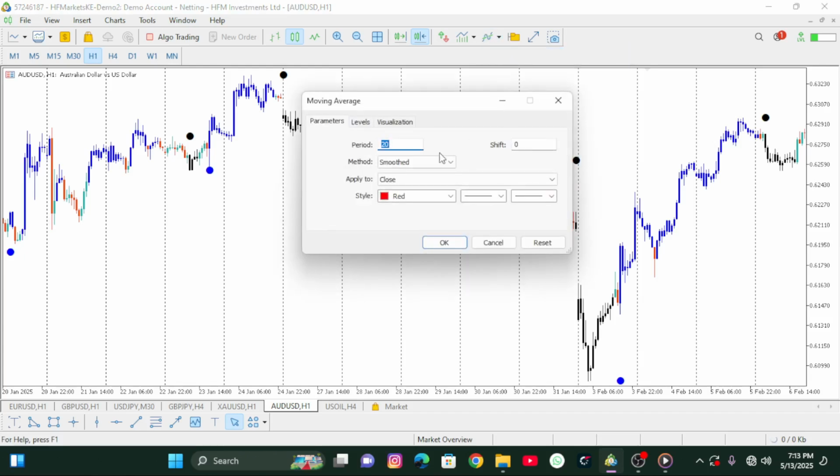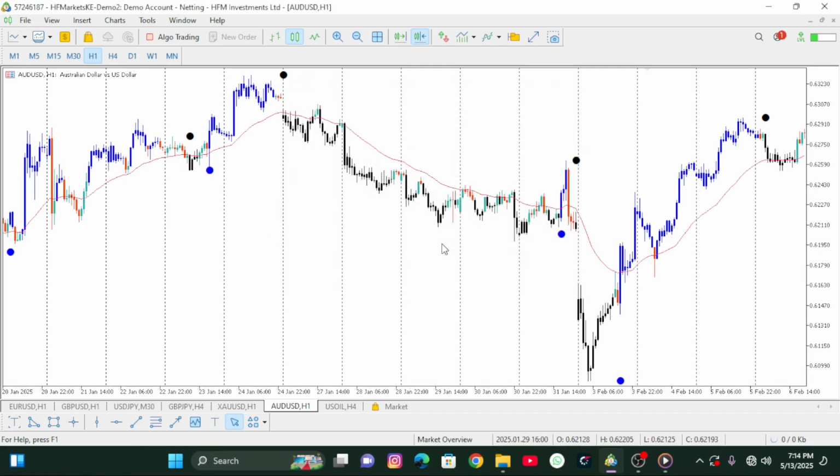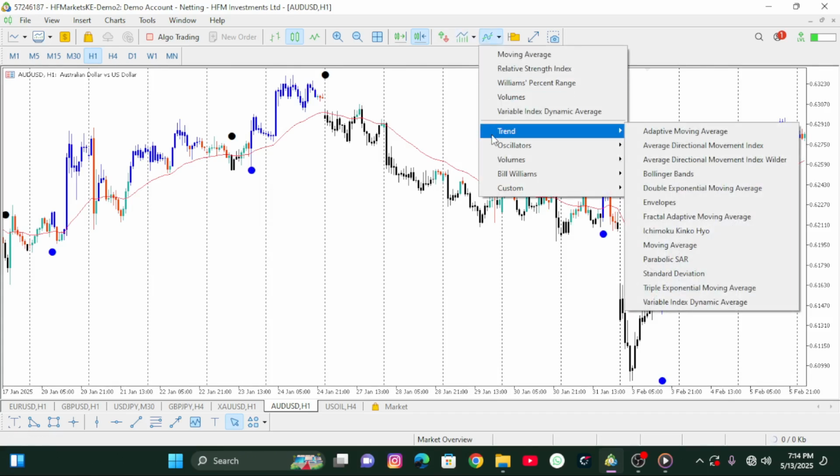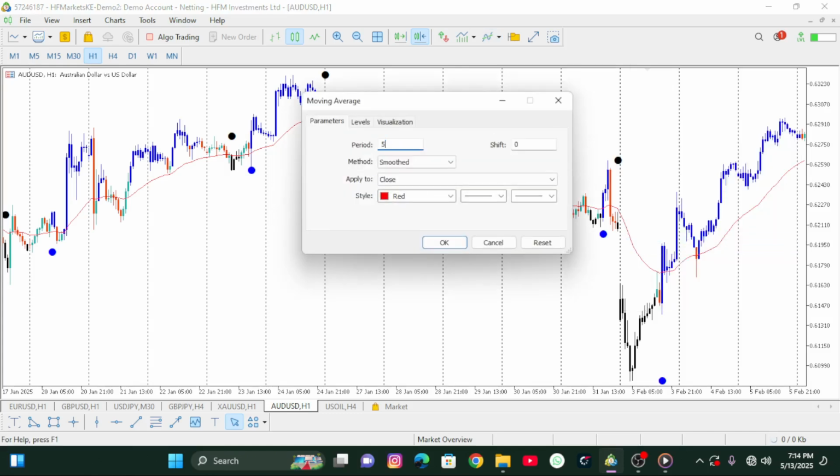So I will use a 20 moving average, but now on the method of calculation it should be smoothened. This will bring the clear movement of price or the clear movement of the trend. So I'll press OK. Then again, I will want a medium moving average. So I'll use a 50, but now this won't be smoothened, this will be a 50 EMA, exponential moving average.